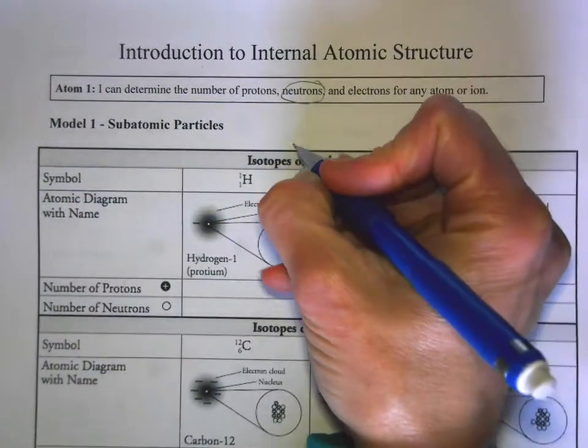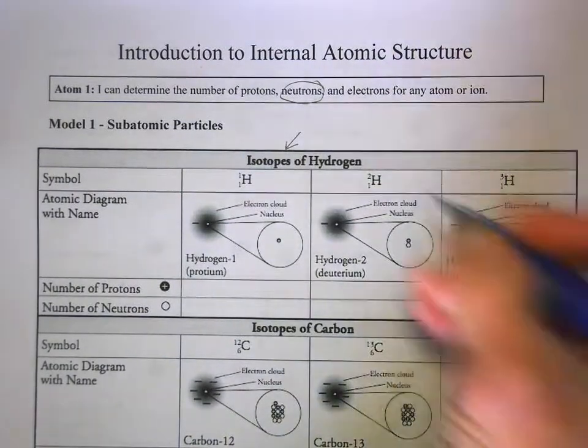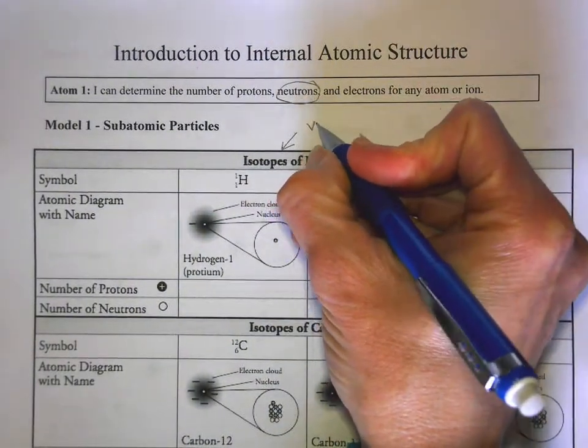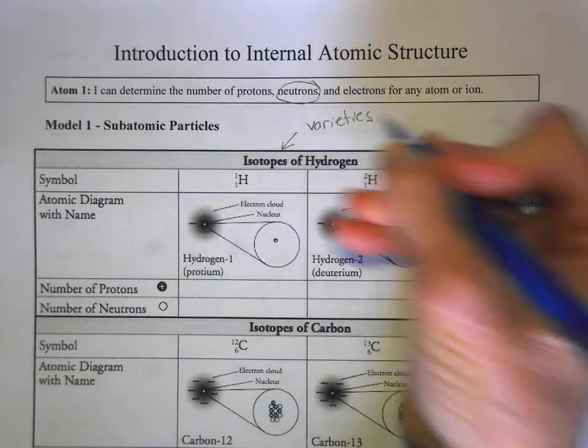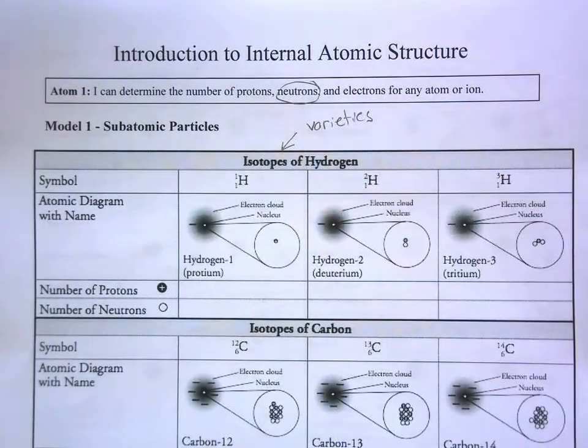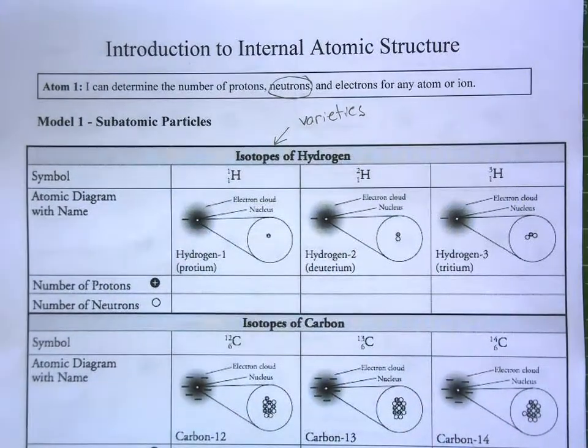First thing I want to draw your attention to is the word isotope. I want you to think of isotope as just being variety. So as I read this, isotopes of hydrogen, I could read it as varieties of hydrogen. This picture shows me 3 different varieties of hydrogen, and the picture below it, 3 different varieties of carbon, and down below that on your sheet you'll be able to see 3 different varieties of magnesium.